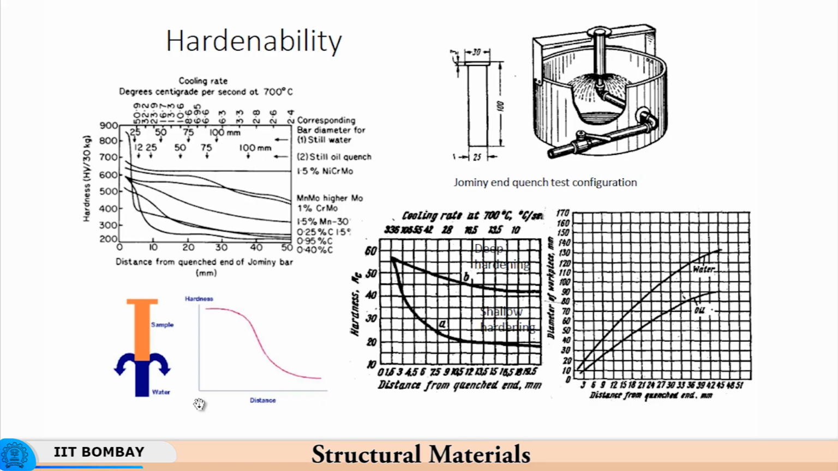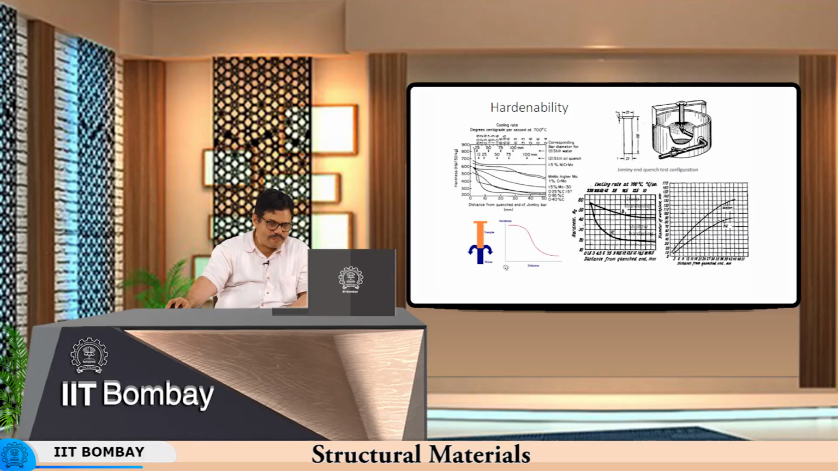Now compare that with 1% chrome moly steel, or high molybdenum steel, manganese molybdenum. Here the hardness obtained is quite significant. Even if you go away from this interface right up to here, the hardness variation is much smaller in these highly alloyed materials as compared to the unalloyed materials.